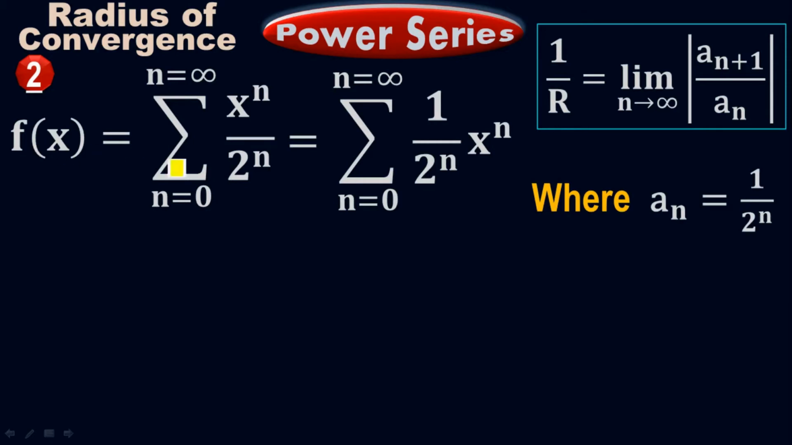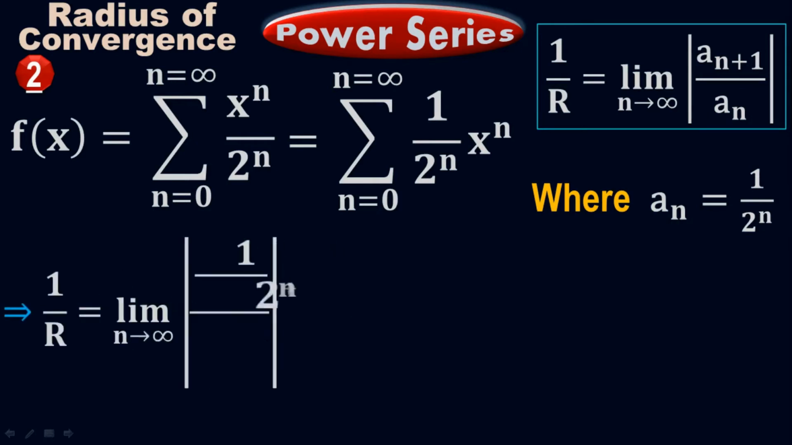Look, the function f of x equals the summation of x to the n over 2 to the n. We need to find the radius of convergence for this function. How? Can I write 1 over 2 to the n times x to the n? Just separate 1 over 2 to the n here. It is constant, which is a sub n. So my a sub n equals 1 over 2 to the n, not x to the n. What will be a sub n plus 1? It will be 1 over 2 to the n plus 1.